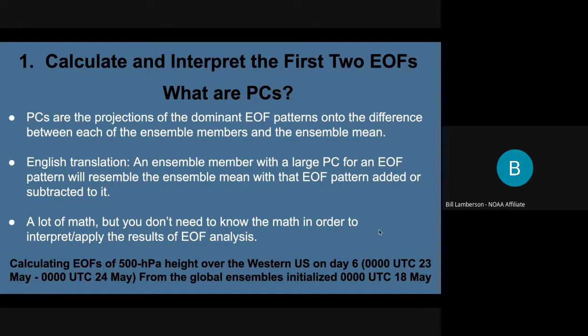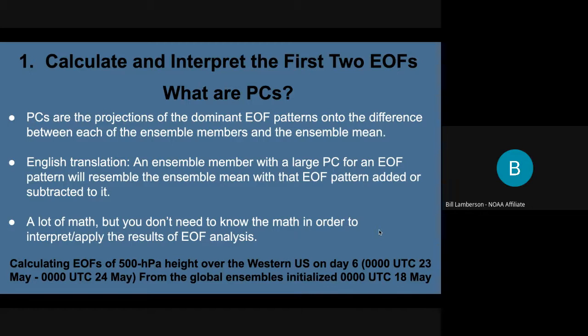Well, principal components are the projections of the dominant EOF patterns onto the difference between each of the ensemble members and the ensemble mean. So basically, the English translation is that an ensemble member with a large PC for a given EOF pattern will resemble the ensemble mean with that EOF pattern added or subtracted to it. And whether you add or subtract depends on the sign of the principal component. It's a lot of math, but you don't need to know the math in order to interpret and apply the results of the EOF analysis.